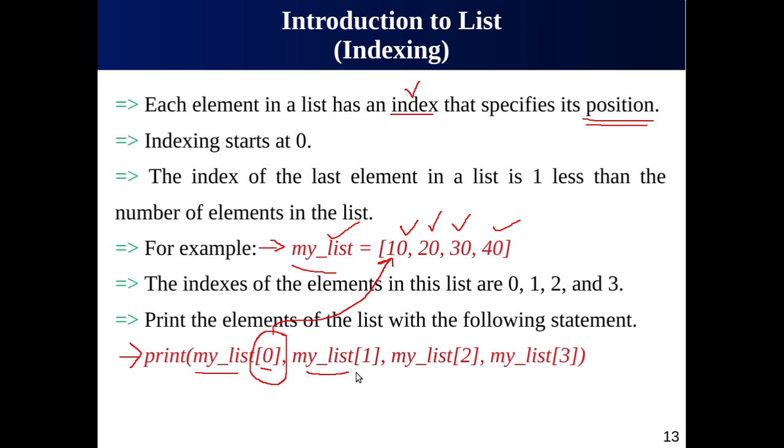Similarly, my list, and this is the location, the first location. So the element stored at the first location is 20. So it will display 20. So you can see this is another way of accessing the elements of the list with the help of an index. We provide an index and it will print the value. This is another way of accessing the individual elements in an array with the help of an index. An index always starts with 0 and the last element index is less than the size of the list.